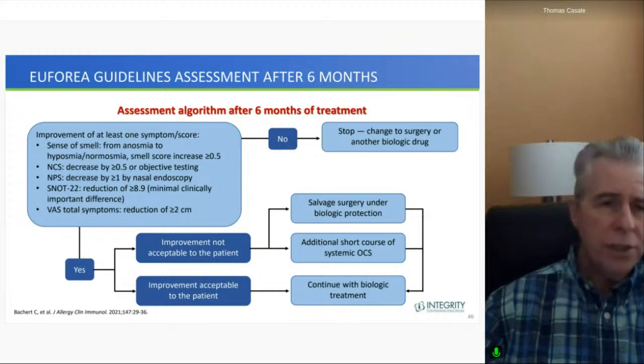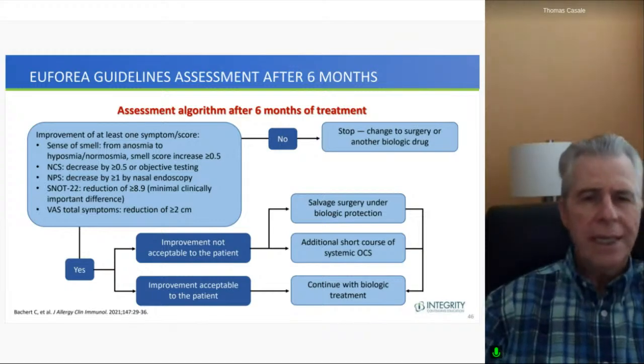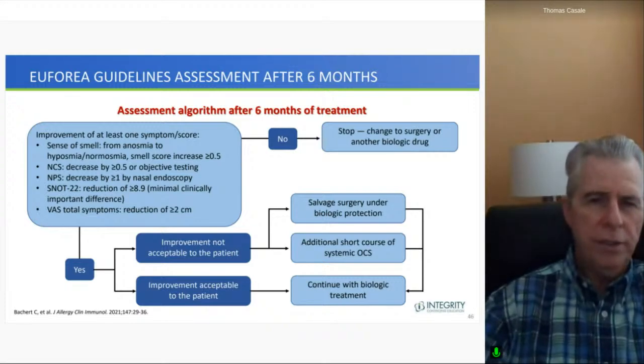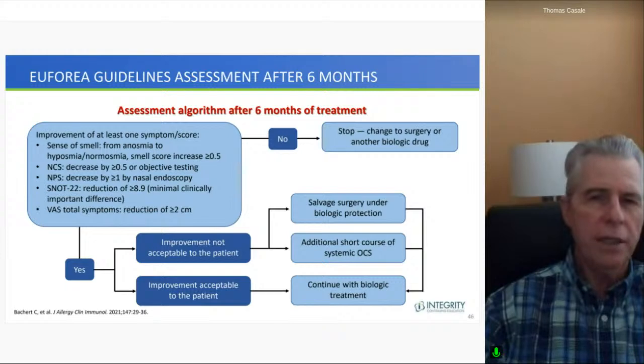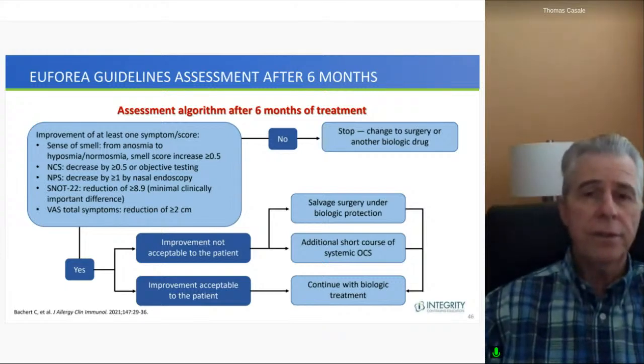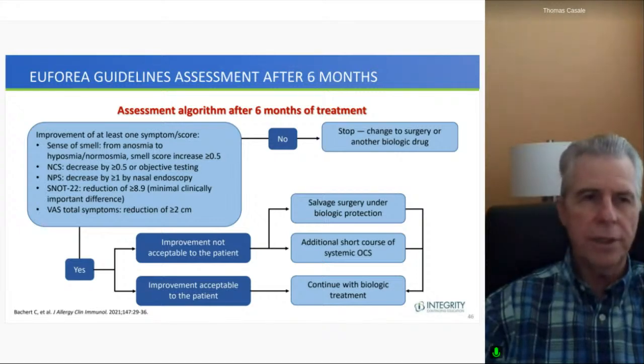If there's a partial response and the improvement is acceptable to the patient, probably continue. If the improvement, even if it meets those criteria, but the patient is not satisfied, well, you might consider surgery under a biologic or add a short course of systemic oral corticosteroids.